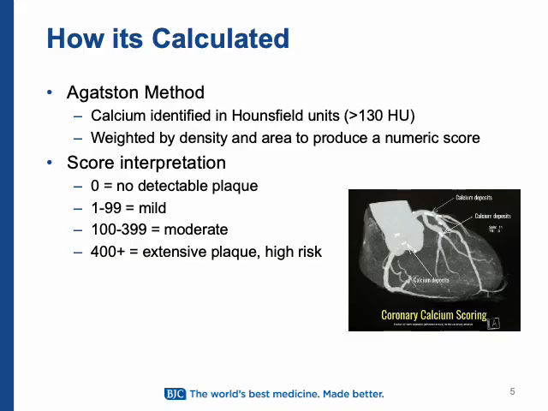Interpreting the score is fairly straightforward. A score of 0 means no detectable calcified plaque. A score from 1 to 99 falls in the mild range. 100 to about 400 is considered moderate, and anything over 400 represents extensive plaques and a higher likelihood of having significant atherosclerotic disease. These ranges help us put the results into context and guide how we counsel patients about their long-term cardiovascular risk.